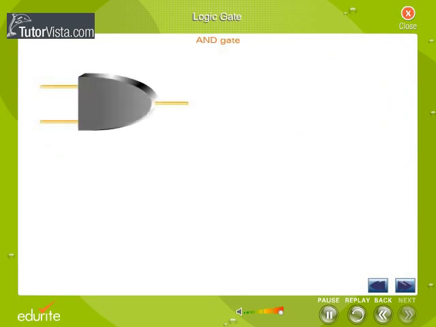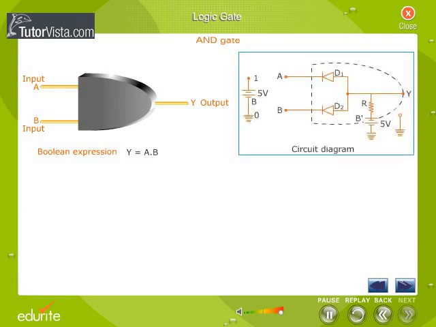AND gate. AND gate works on the AND operation of the Boolean algebra. It has more than one input and only one output, Y. Its Boolean expression is Y = A AND B. Its circuit diagram consists of two junction diodes, D1 and D2, in such a way that P region of both the diodes are connected at one common point.